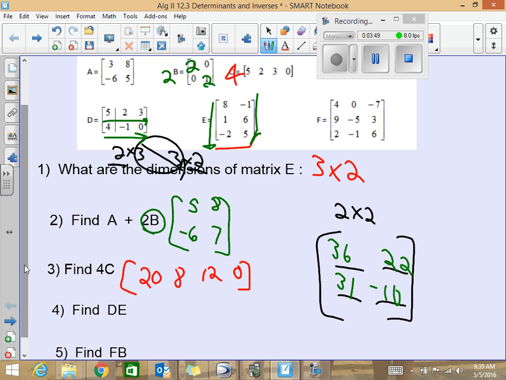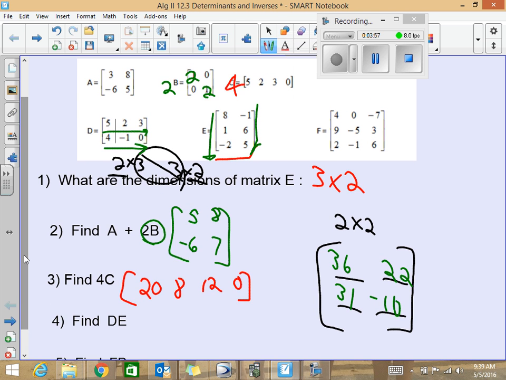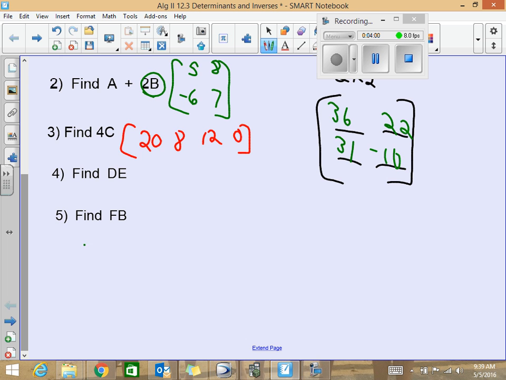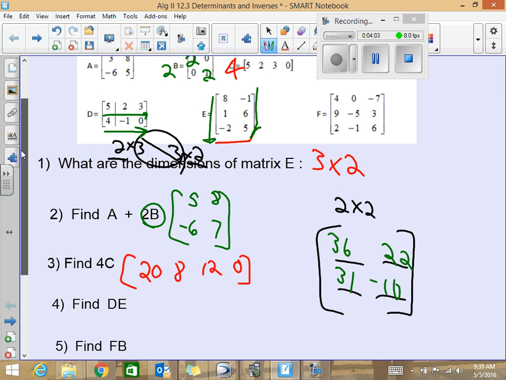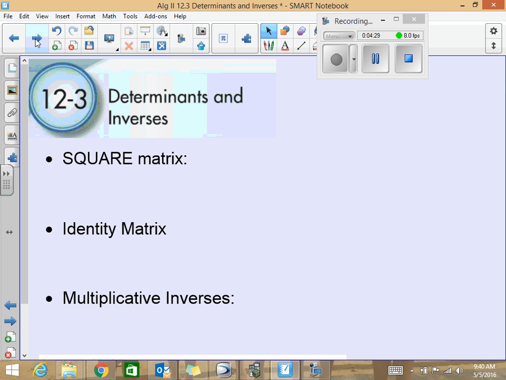Okay? Okay, F times B. Can we do it? No, right? So it's undefined. Because F is a 3 by 3 and B is a 2 by 2. If you look at the middle numbers, they don't match. So for this one, you can really say can't do it, can't multiply, dimension mismatch, or just undefined, because multiplication is not defined for that. Okay? Very good. Now we're going to look at the next section, 12.3.